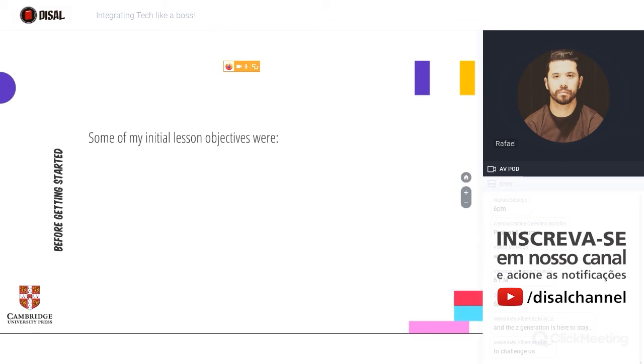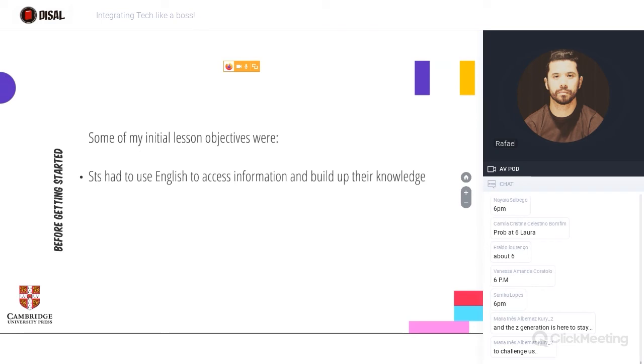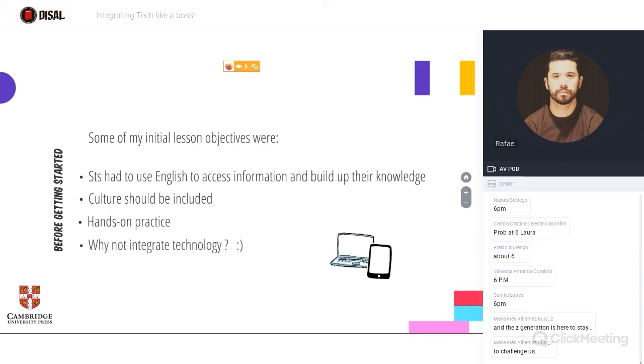And some of my initial objectives to create this activity in class were: they wanted the students to use English to access information and build up their knowledge. A cultural aspect should be included. I also had to think of a very hands-on practice. And finally, of course, I had to give it a personal touch of my own. That's when I thought, why not integrate some technology?